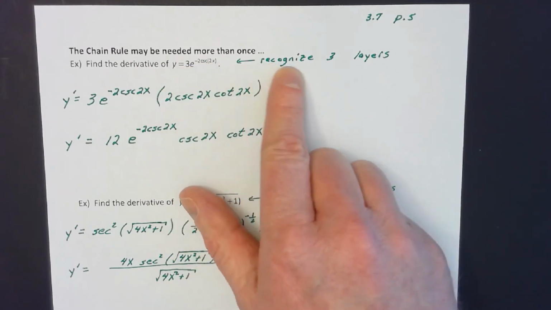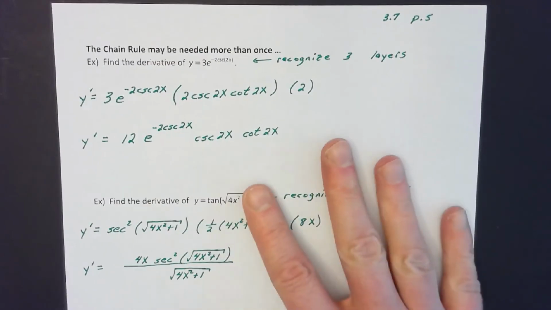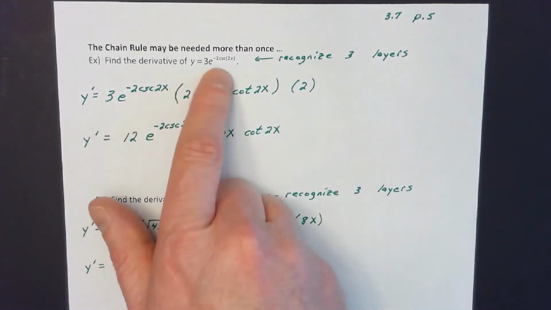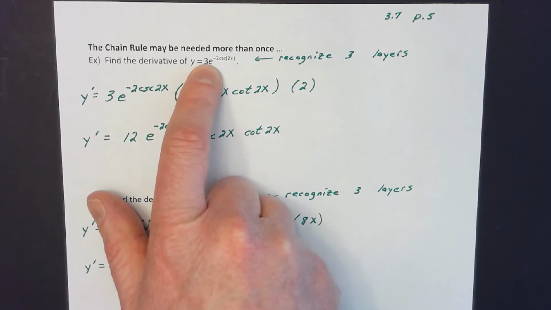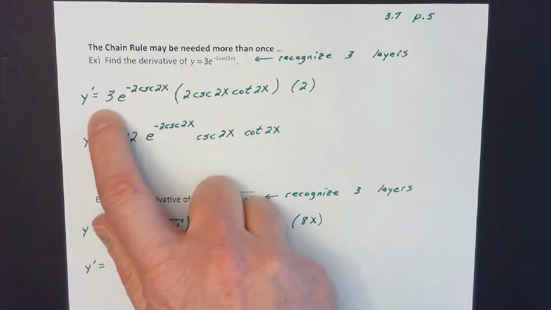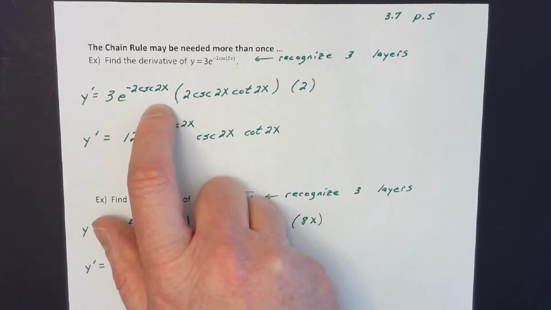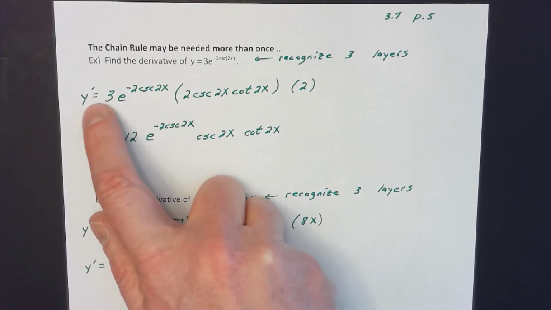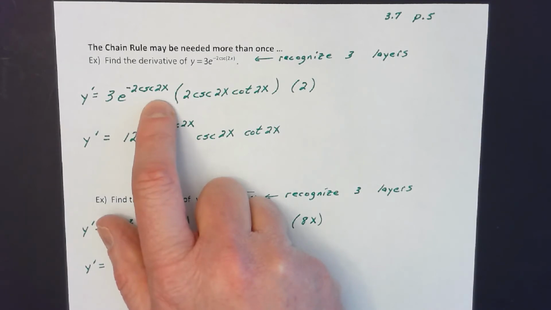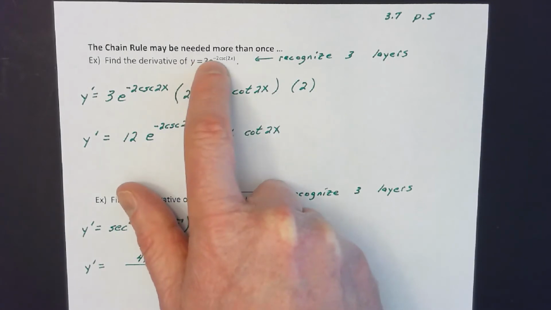That's why I put here you need to recognize the 3 layers of composition, because each part of your derivative is going to have to address one of those layers. So first layer, well, everything's inside of the exponential function, so I need to say derivative of any exponential function is that exponential function. Done. That's the first layer. This is the derivative of 3e to the negative 2 cosecant of 2x. Derivative of any exponential function is that exponential function. Now I have to say times the derivative of what was on the inside of it.